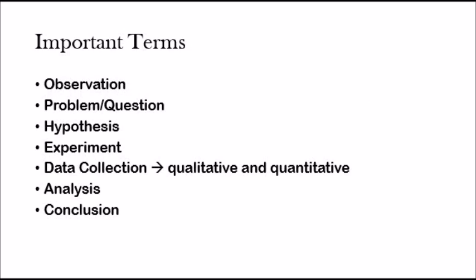The observation. The observation is where you go around and you observe and then you find out an interesting thing. The problem, or the question, is the question you ask. It's when you look at something and you want to go ahead and do some research on it. The hypothesis is an educated guess of the question. The experiment is what you do to test the hypothesis and see if it's true or not. Data collection is collecting the data from the experiment in order to analyze it.